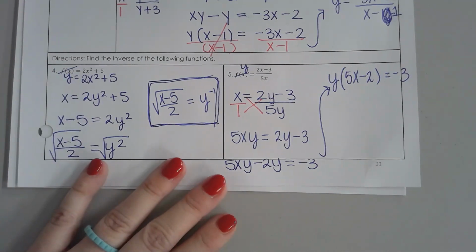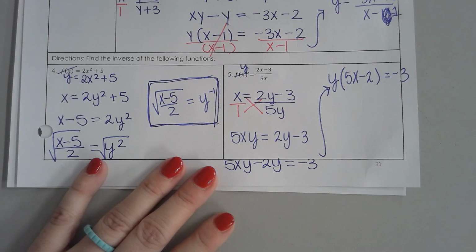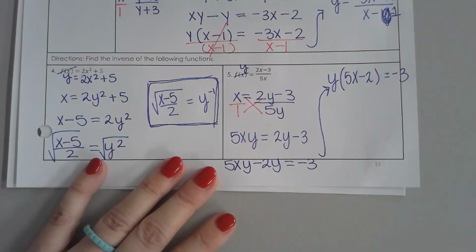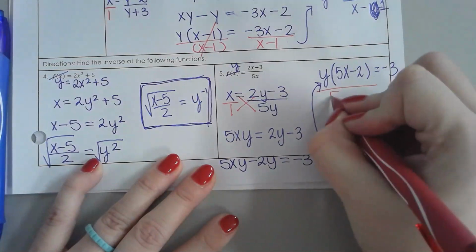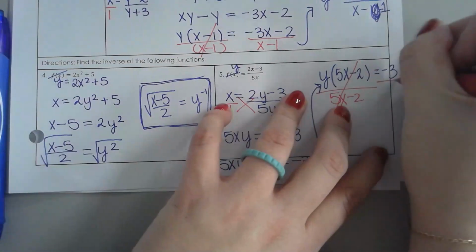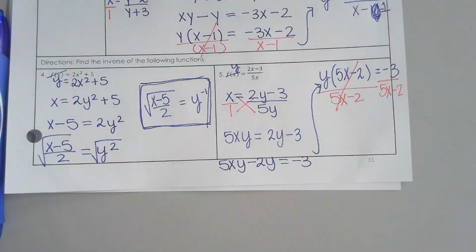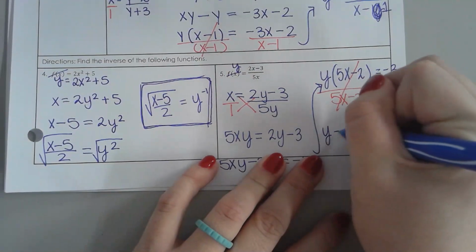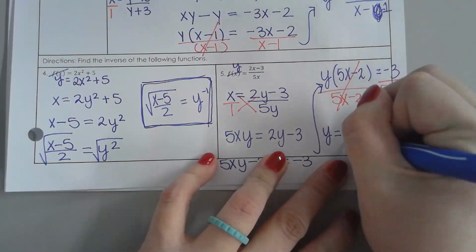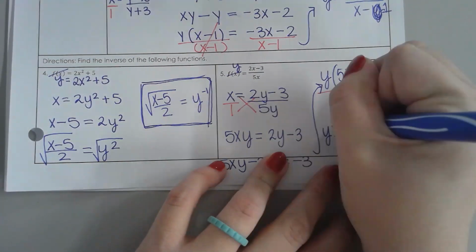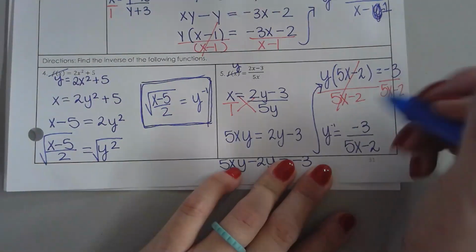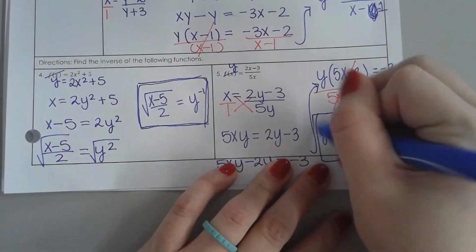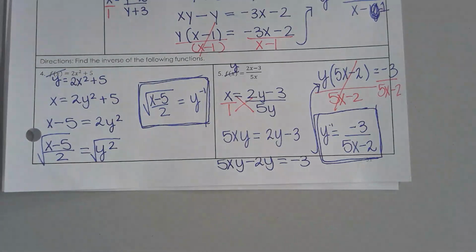Then what? Step 5. What's the first word in step 5? Divide. You're going to divide by what you've got in parentheses to cancel it out. And so we have negative 3 over 5x minus 2. Tomorrow we'll practice these tomorrow.